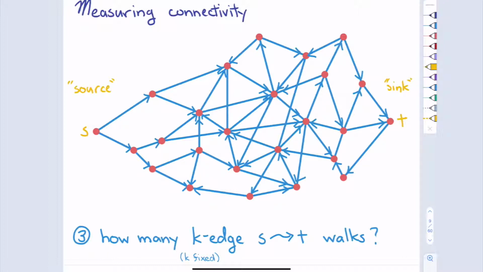So this question, maybe I'll take a raise of hands. The question is, how many k-edge walks are there from point A to point B? And let's say k is a small number, like 10 or something. So you're counting. It could be a large number. But who thinks there's a polynomial time algorithm for 10? And who thinks that there isn't?